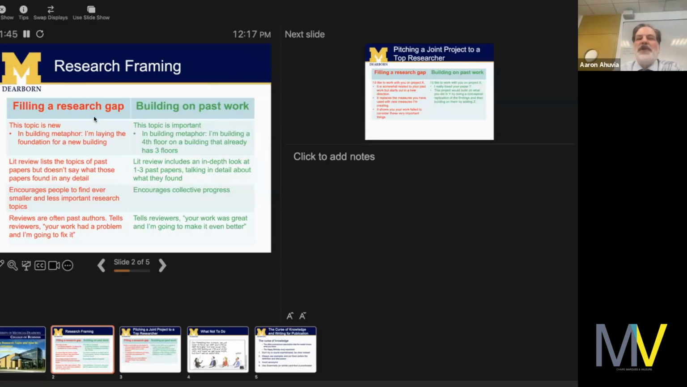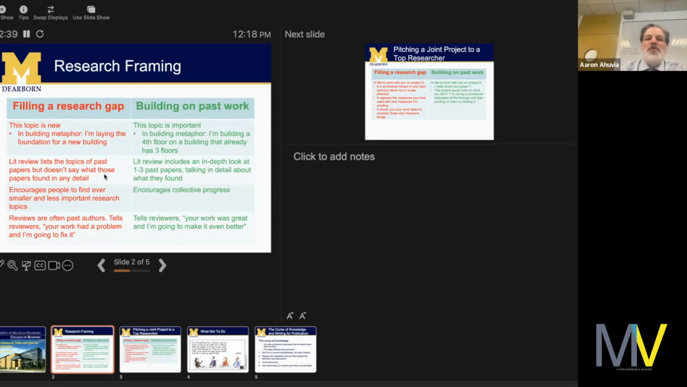Filling a research gap really amounts to picking a new topic, finding a topic that other people have not written about before, and writing about it. I'm going to use a metaphor of building buildings. Filling a research gap is like laying the foundation for a new building: I've dug a hole in the earth and poured in the concrete. Building on past work is building the fourth floor on a building that already has three stories, adding one more layer to something already in process.